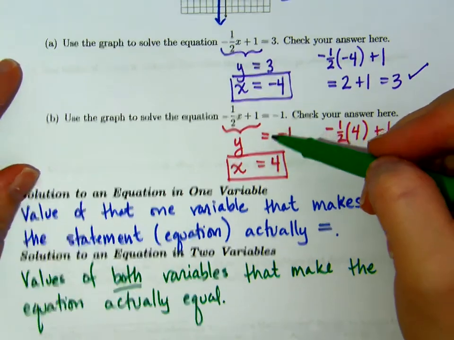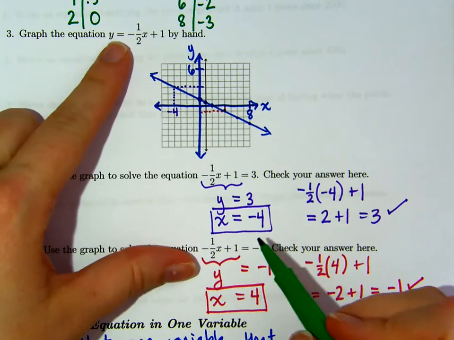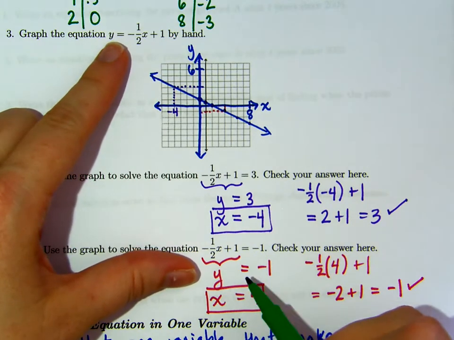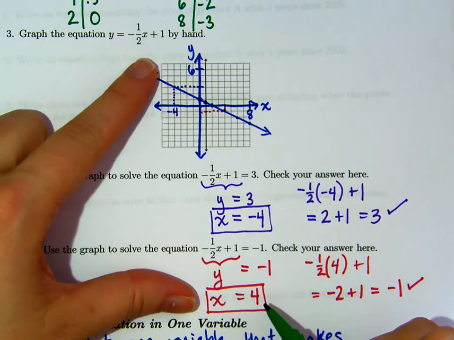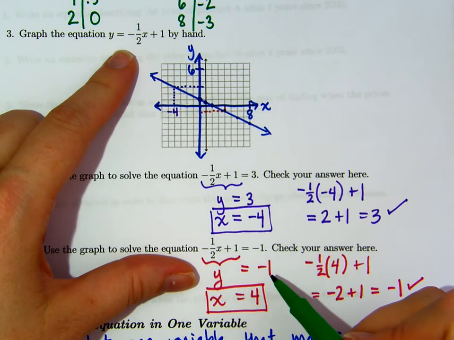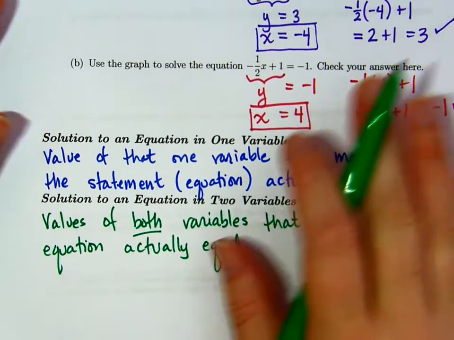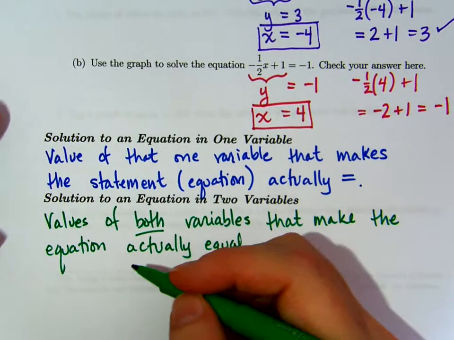Notice how in this last example, we had an equation and we found its solution. And if we had had this equation in two variables, x's and y's, we would have said, when y equals negative 1, the x value is 4. Or when x is equal to 4, the y value is negative 1. We would use both.